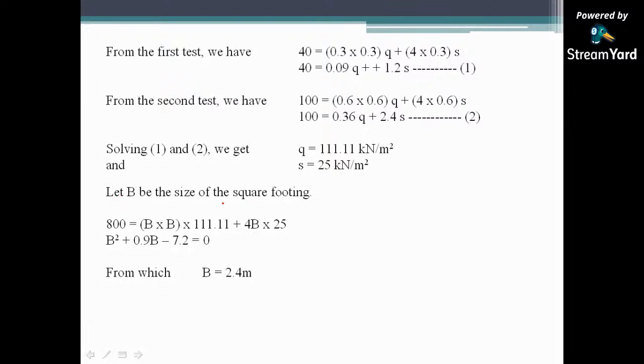So for the size of the square footing, 800 is the load given to you. For a square footing, it will be B into B into q plus perimeter 4B into 25 s. So this will be a quadratic equation. From here you get the size of the footing as 2.2 meters.